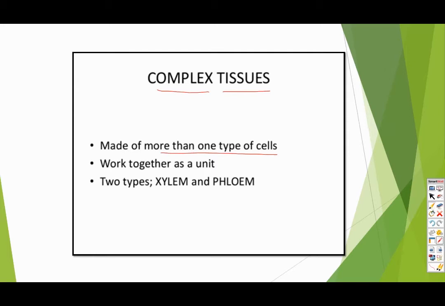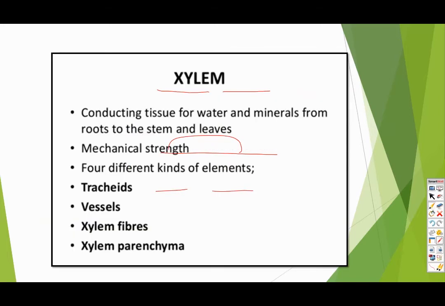Now coming to xylem, children, it is usually a conducting tissue for water and minerals, from the roots to the stem and the leaves. There are four different kinds of elements: tracheids, vessels, xylem fibers and xylem parenchyma. Xylem is the one which helps in the conduction of water in which the minerals are dissolved. Only water will be given.